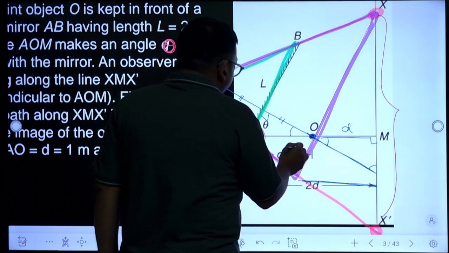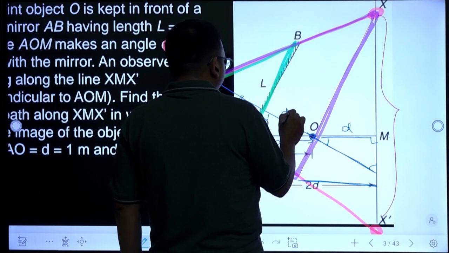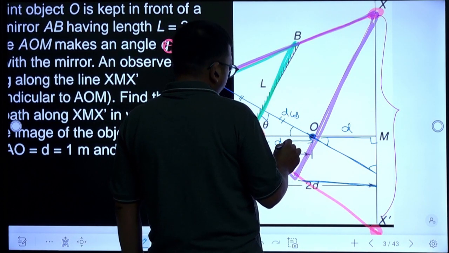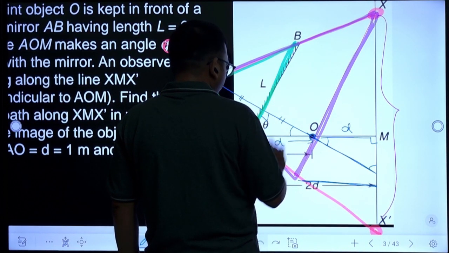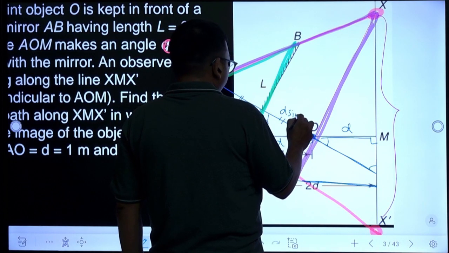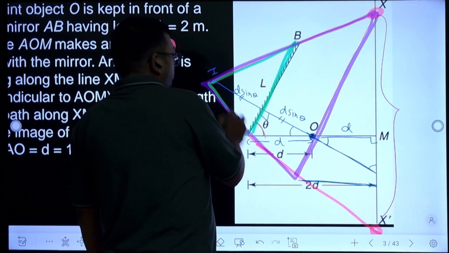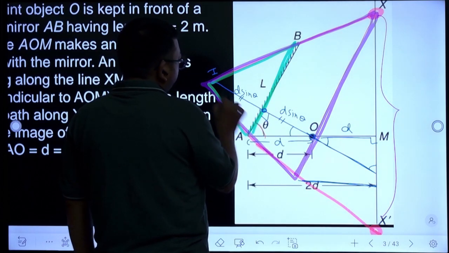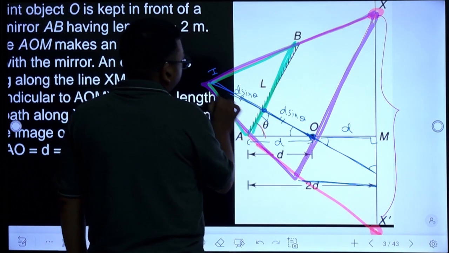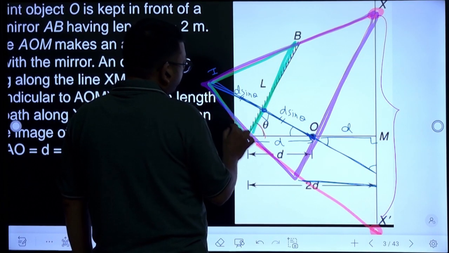See, if I take this as d, then this is also d cos theta or sin theta. This is d sin theta, and this is also going to be d sin theta. So in this triangle, it is the midpoint of this line. Okay, this line midpoint. That means this is also the midpoint of this.